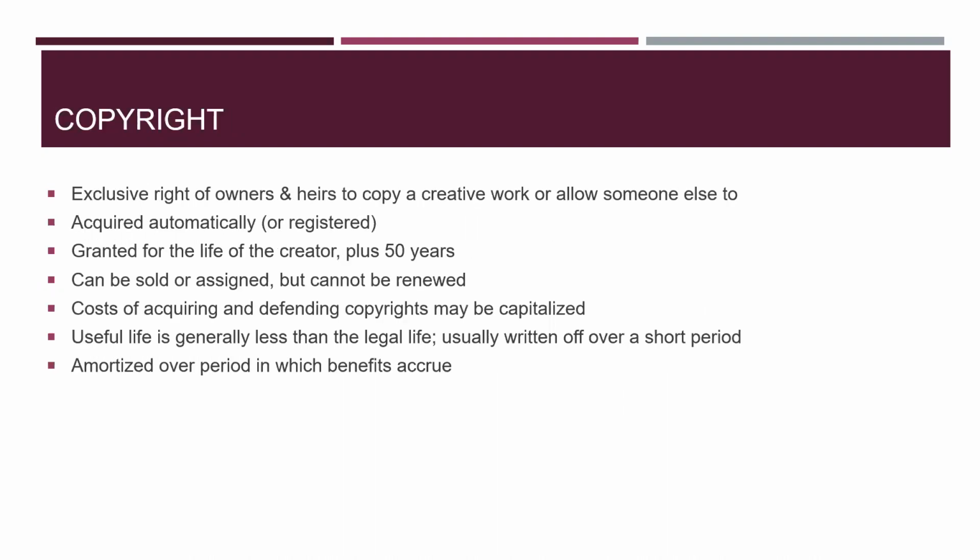Copyright is an exclusive right of the owner and their heir to copy a creative work. The legal life of copyright is the life of the creator plus 50 years. Once again, you are going to compare the legal life of the asset against its useful life and amortize that asset over the lower of these two, legal and useful life.